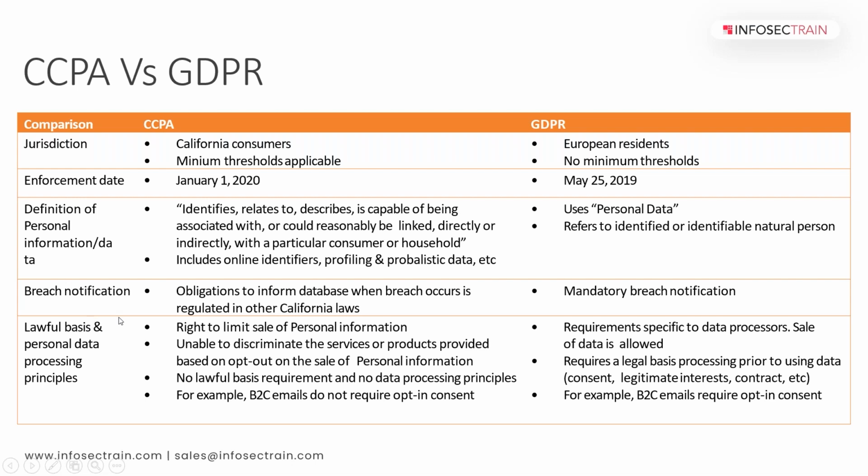Breach notification. The obligation to inform the database when a breach occurs is regulated in other California laws. There are other laws, like in India, we have the IT law also. So whenever a breach is happening, the other California laws are also going to apply. In this case, it mandatorily has to be notified. So lawful basis, we did see that in the beginning of the session. What are the activities that are there? And then you have lawful activities. The way it is mentioned varies. Actually, it is going to be the same.